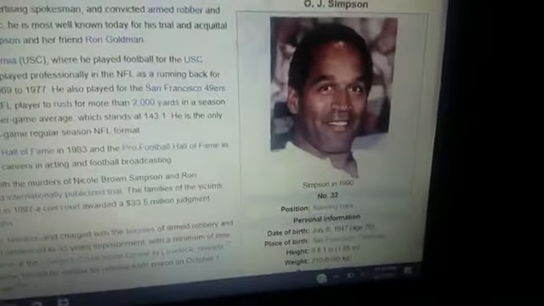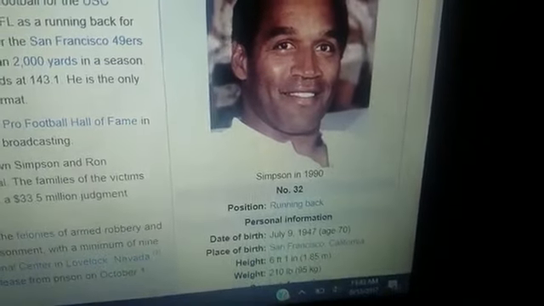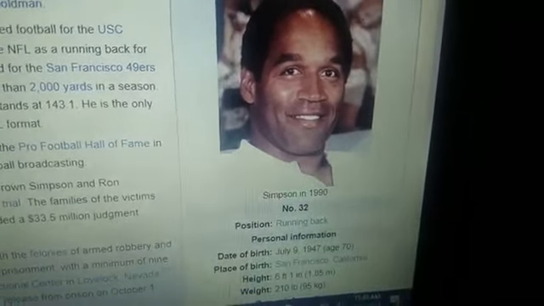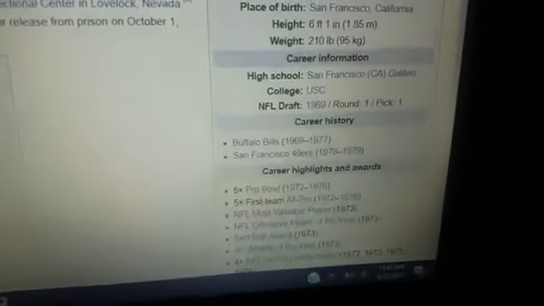Now we're going to get into this 5 connection with O.J. Simpson. O.J. Simpson wore number 32. He was drafted to the Buffalo Bills, and Bills is 5 letters. He wore number 32, and 3-2 is 5.